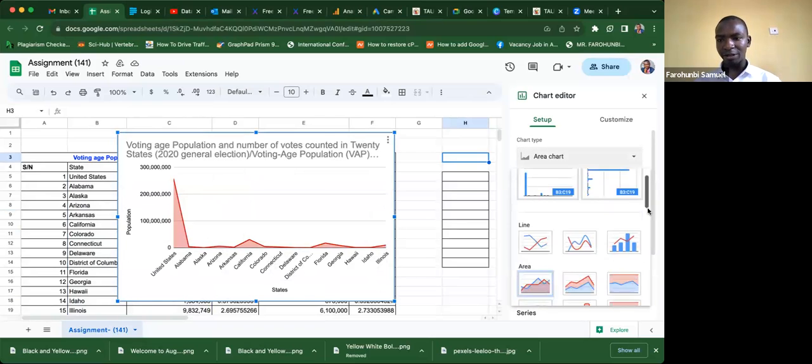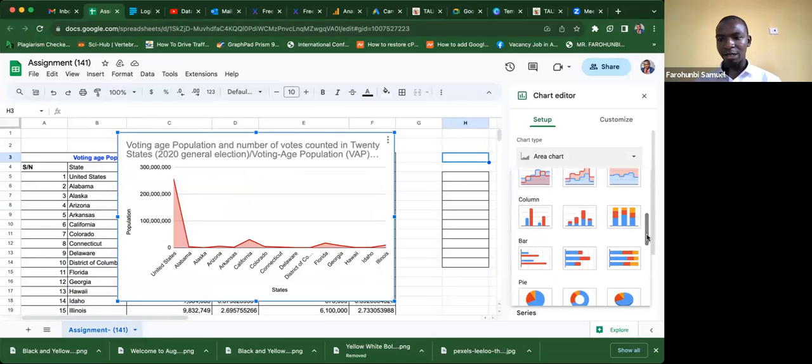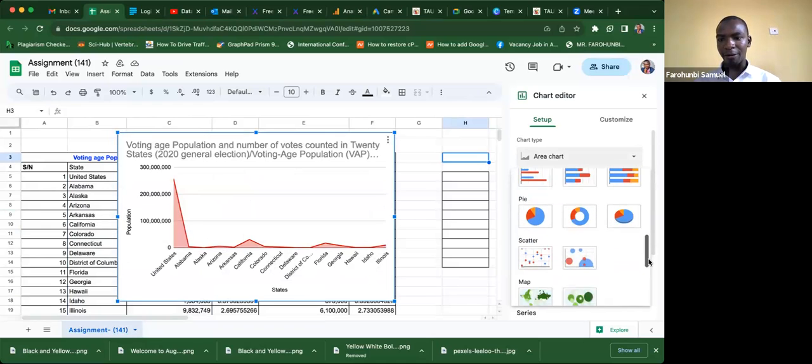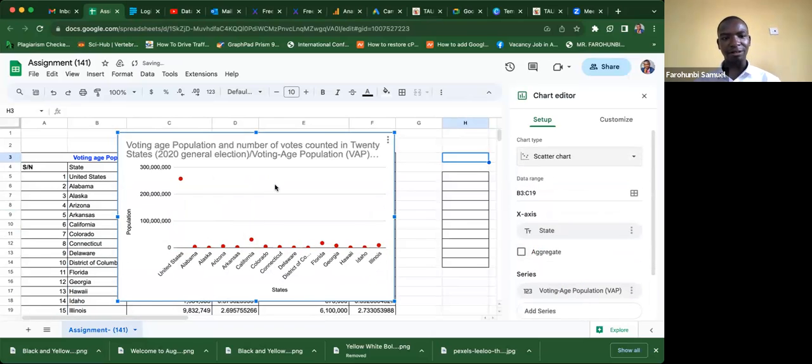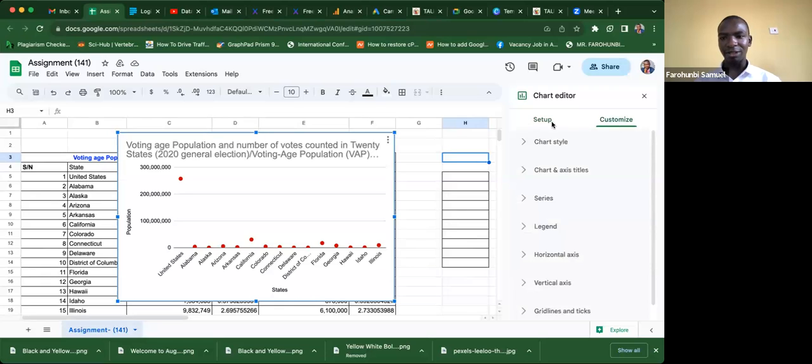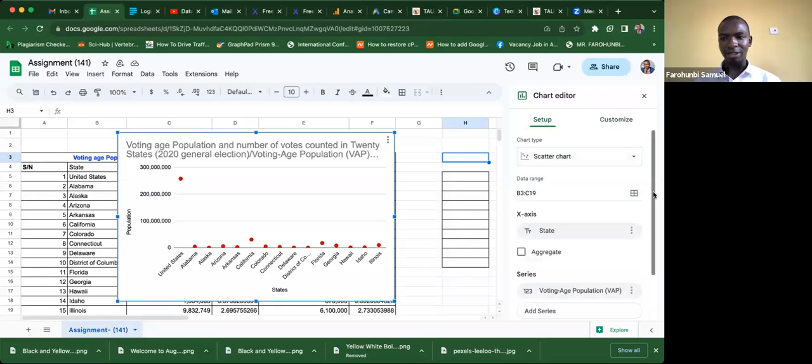So let me pick another one again. Let me pick another type of scatter graph. This is how the scatter graph will look like. And then I put the area scatter there. It's going to show me there. So these are the different ways you can easily analyze data using graphs and charts.